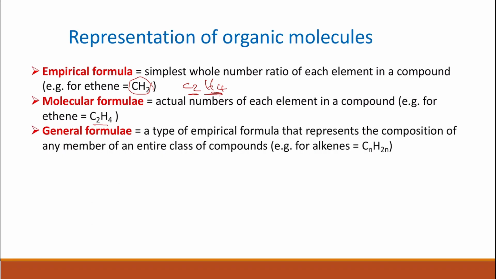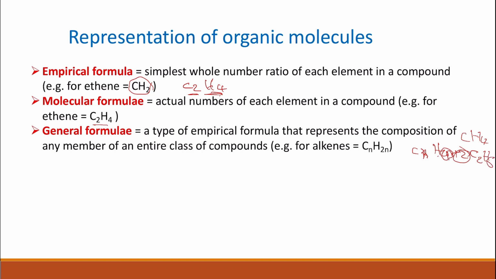The third formula is called the general formula, and a general formula is a type of empirical formula that represents the composition of any member of an entire class of compounds. For example, if we have alkanes, they have a general formula of CnH2n+2. That means whatever the number of carbon atoms in your molecule, the number of hydrogen atoms will always be double that number plus 2. So if you have one carbon atom, it's going to be CH4. If you have two carbon atoms, it's C2H6, and so on.